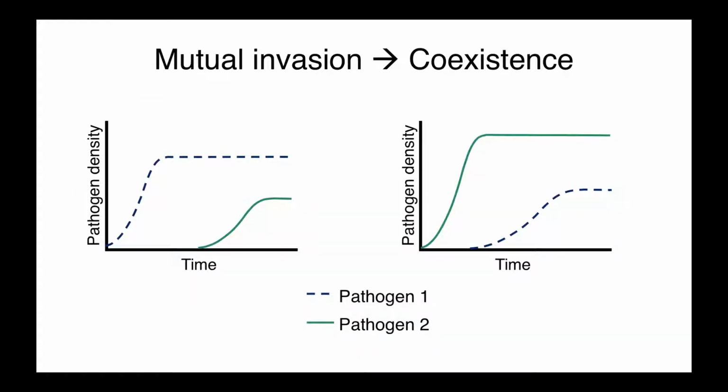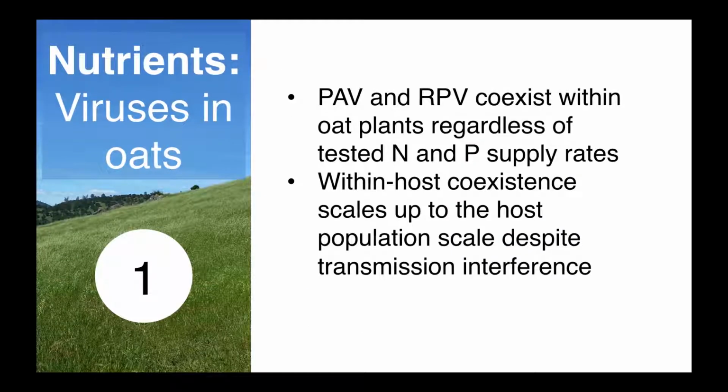So from the results, we also have coexistence at this host population scale. And from this project, we found that PAV and RPV coexist within oat plants regardless of those N and P supply rates that we tested, and that this can scale up to a host population.